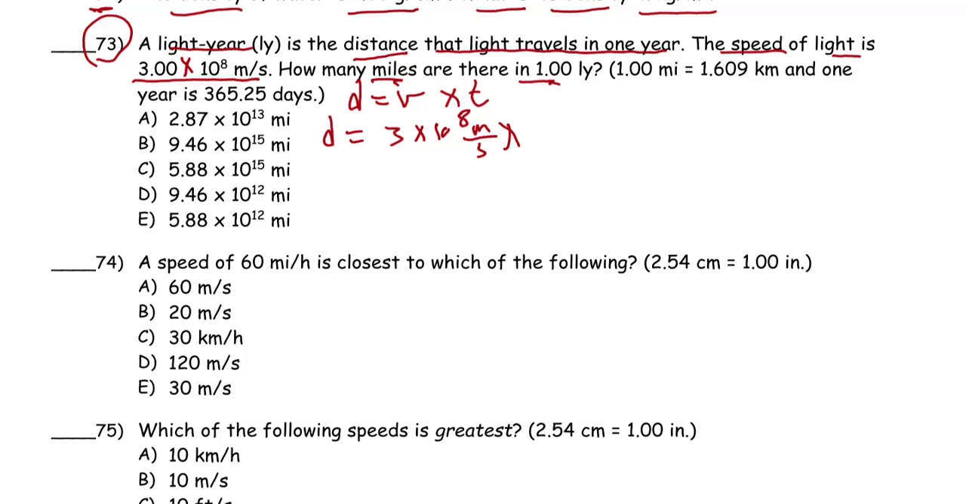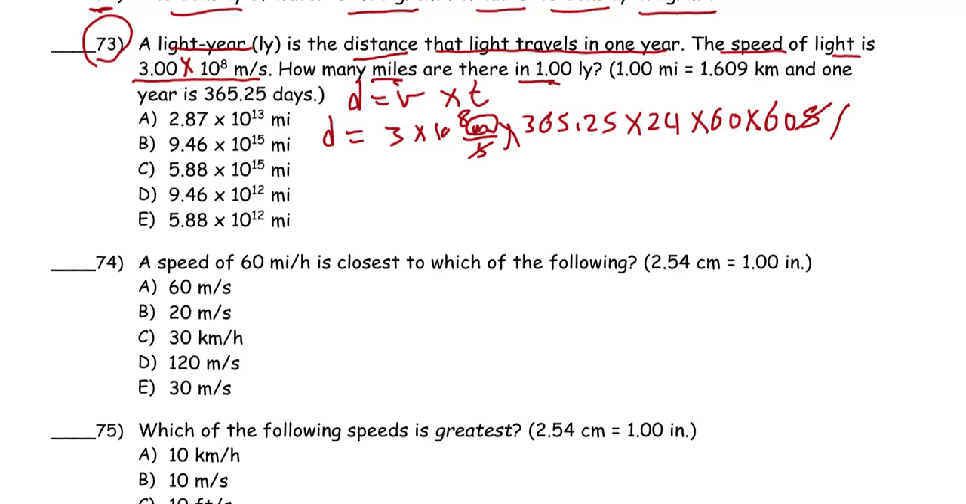And how many seconds in a year? A year has 365.25 days, and each day has 24 hours, and each hour has 60 minutes, and each minute has 60 seconds. So this is the time for 1 year in seconds. Second goes with second, so we have the answer in meter.